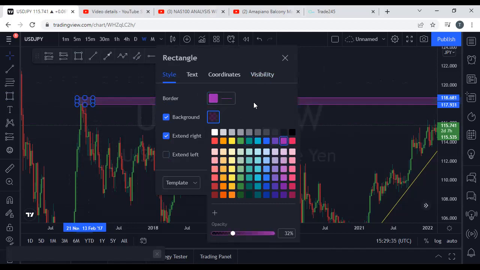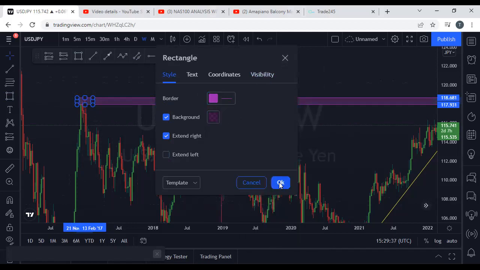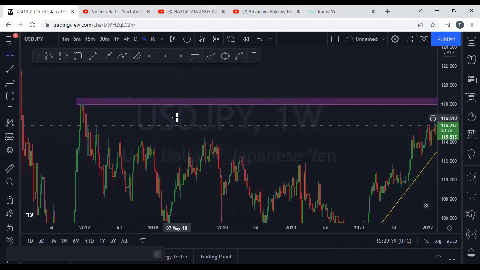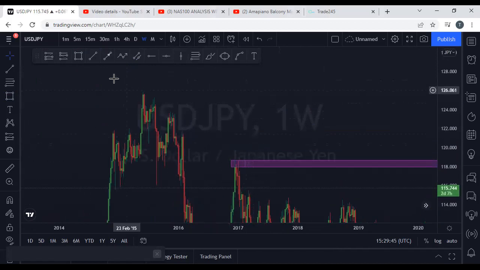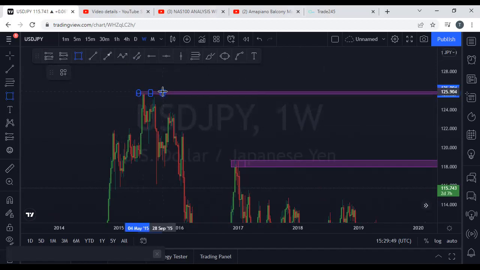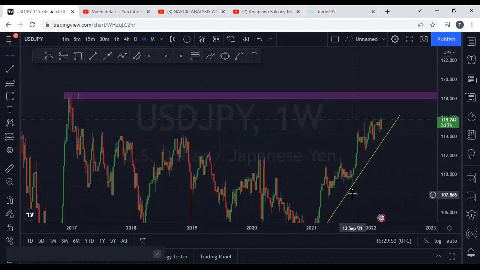So yeah, this is it. I just want to filter my rectangles like this, so you can lock this one because this is our previous higher high before this one. So it can also go to this one as well. So just lock it because we're not going to use them for now. We can use them later.